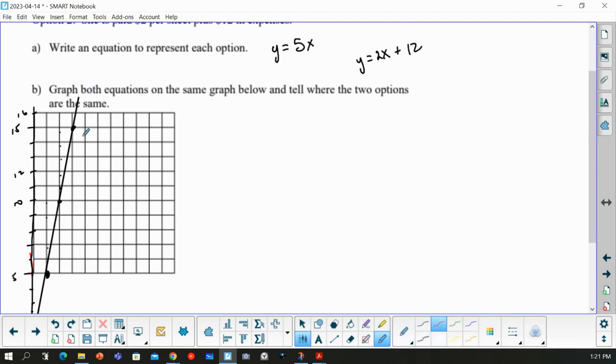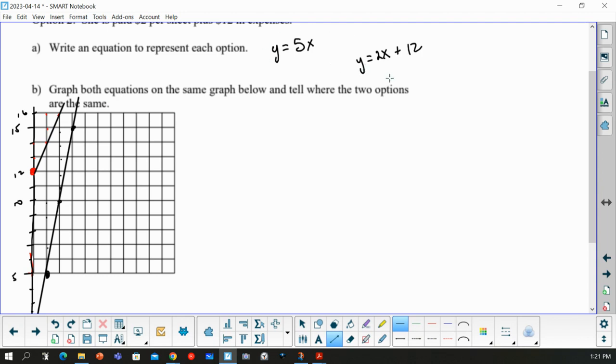So this one crosses at 12, and it goes up 2 over 1, up 2 over 1, up 2 over 1. Oh, man, it's still not going to be on my graph. Jerks. I'm going to have to come at this from a completely different angle. I was really not planning ahead when I was doing this one. Right? It's going to cross up here somewhere.